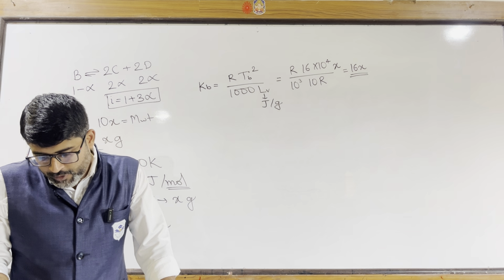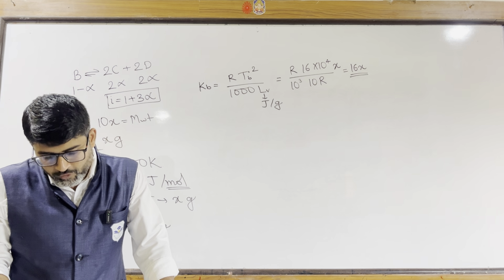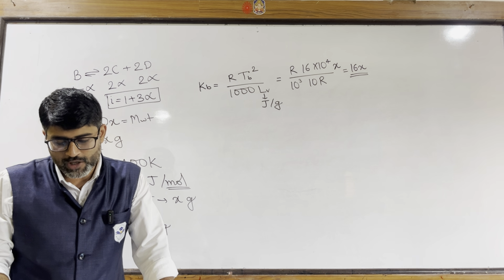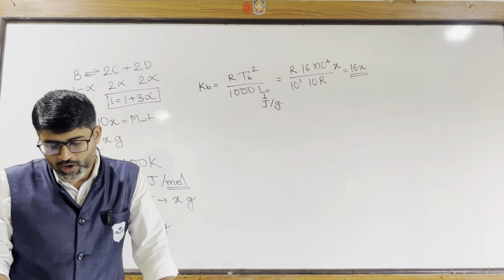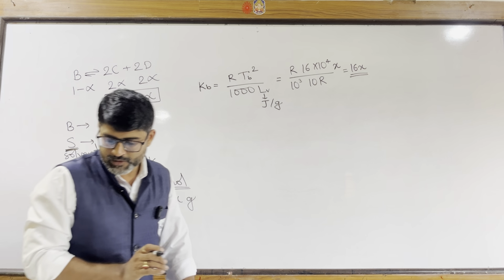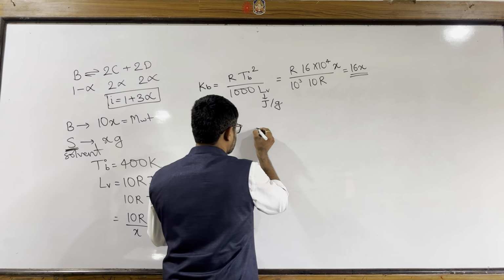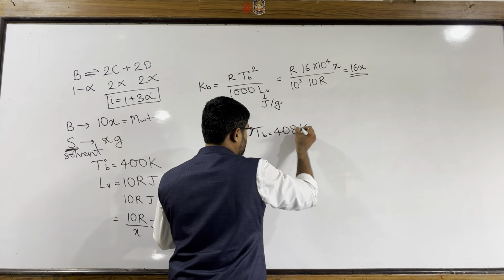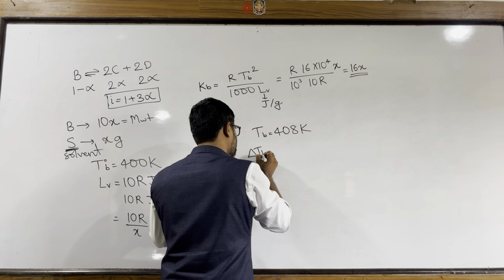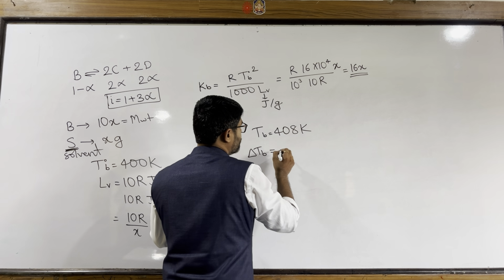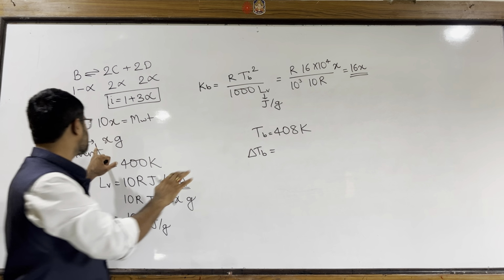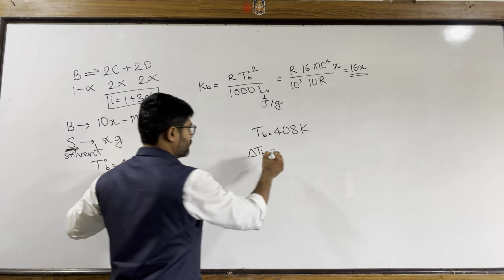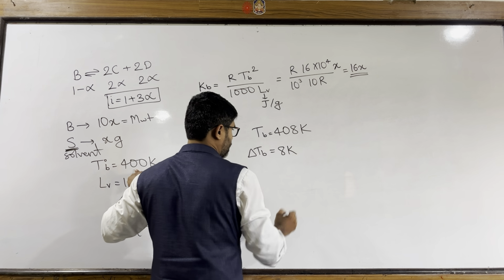a solution of B in S with the initial concentration of B. Initial concentration of B is 0.25% mass by mass, and it has a boiling point of 408 Kelvin at 1 bar pressure. So finally the boiling point is 408 Kelvin. So we have delta TB, the elevation in boiling point, is 408 minus 400 Kelvin. So this value is 8 Kelvin.